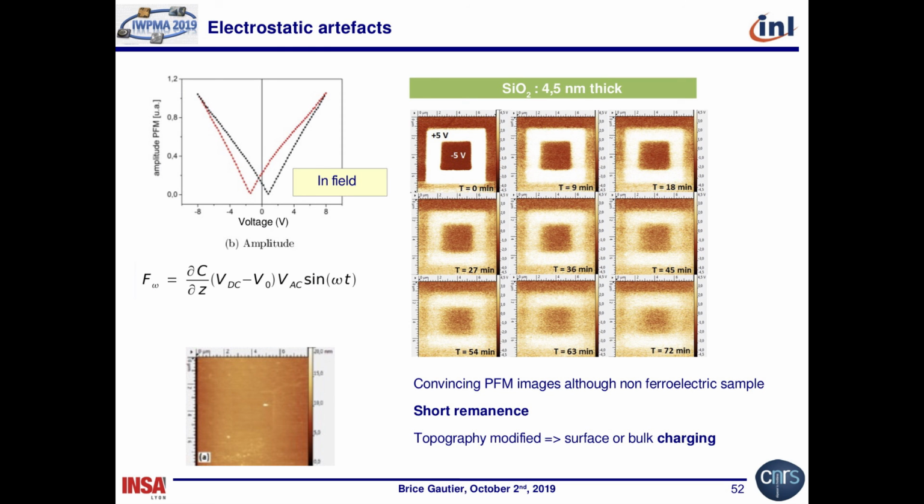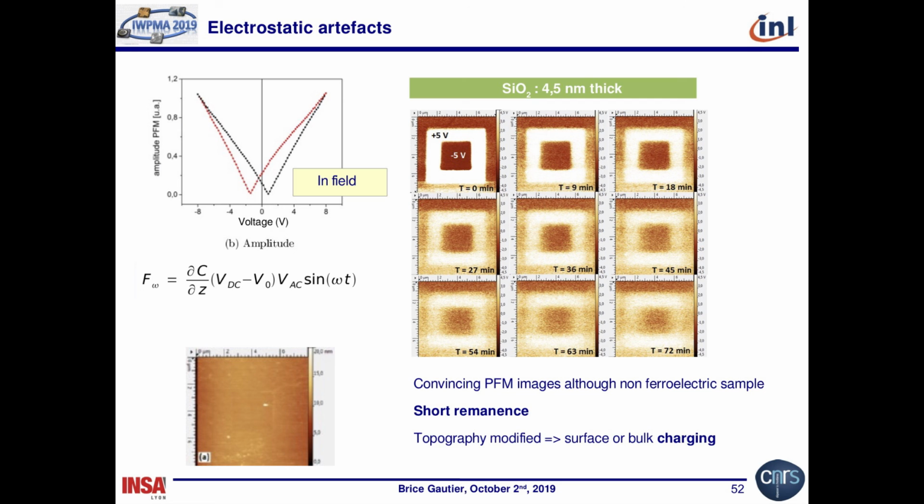Silicon oxide. Amorphous silicon oxide. I told you that you had to wait until the second image. Look at that. It's a very thin sample. You apply 5 volts, minus 5 volts. I have to say that there is no injection of current. So there is no dielectric breakdown. And the surface is not damaged. And this is the first PFM image.